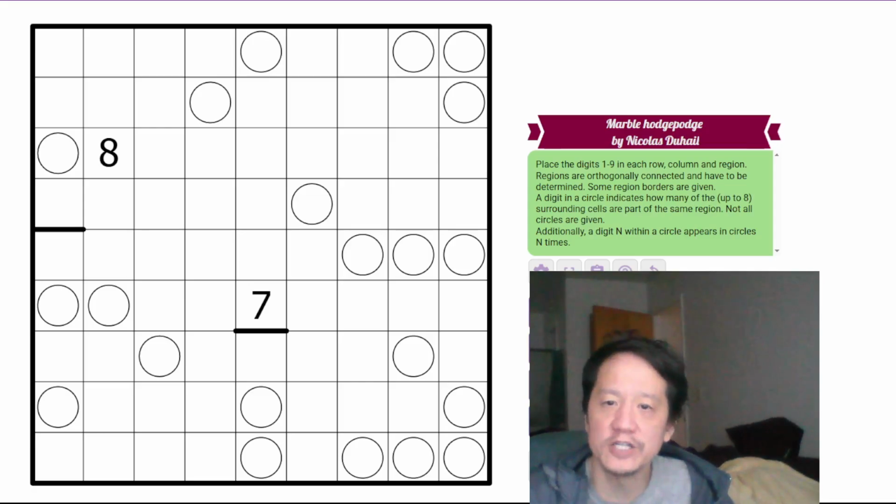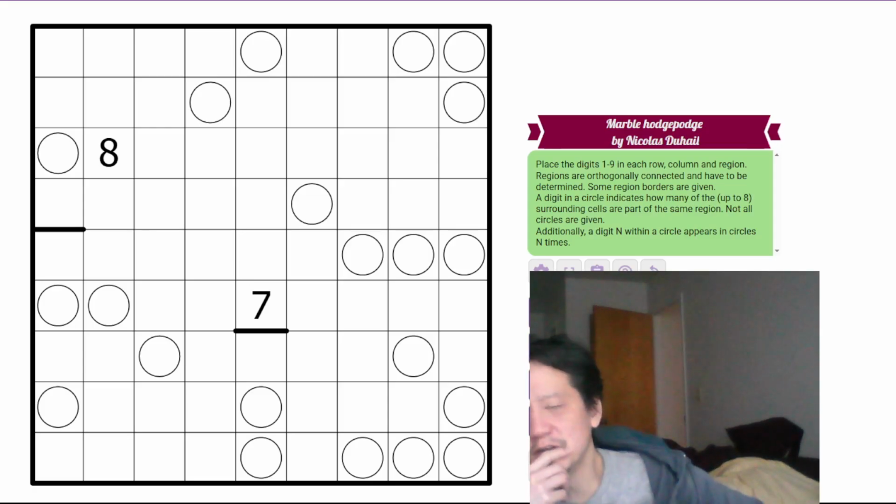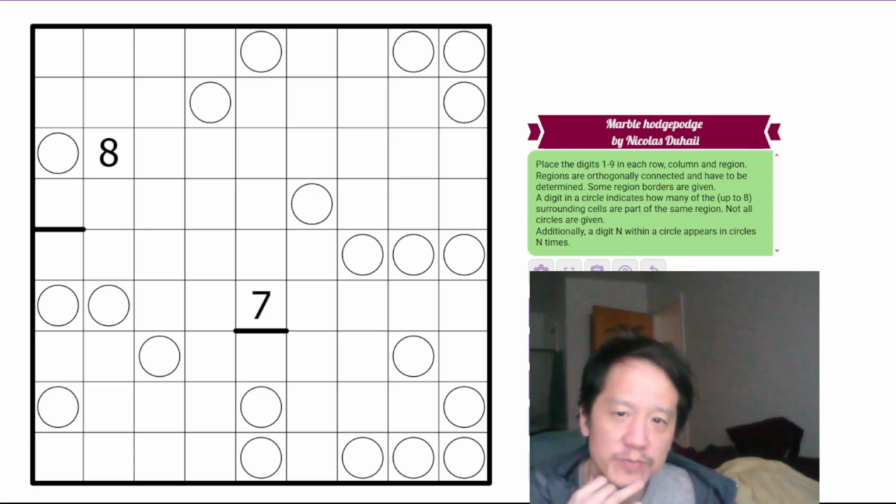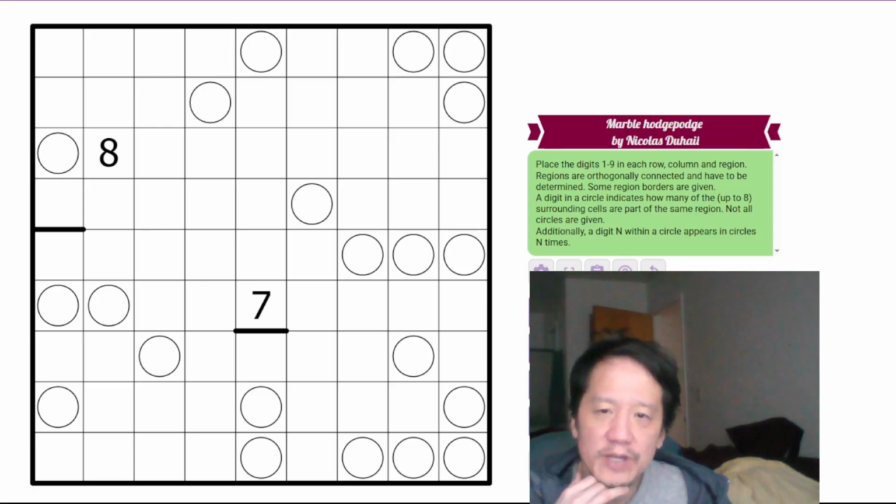Marble Hodgepodge by Nicholas Duhale. And actually we've been doing a decent amount of Nicholas puzzles, so they seem to interest me essentially, so it's been pretty cool. Here are the rules.